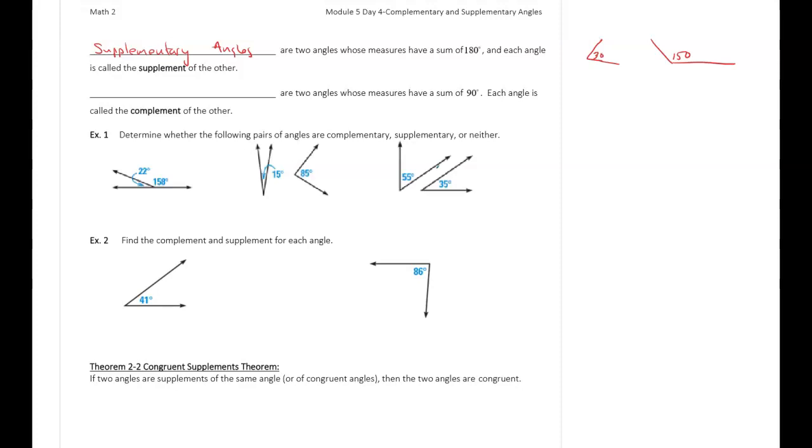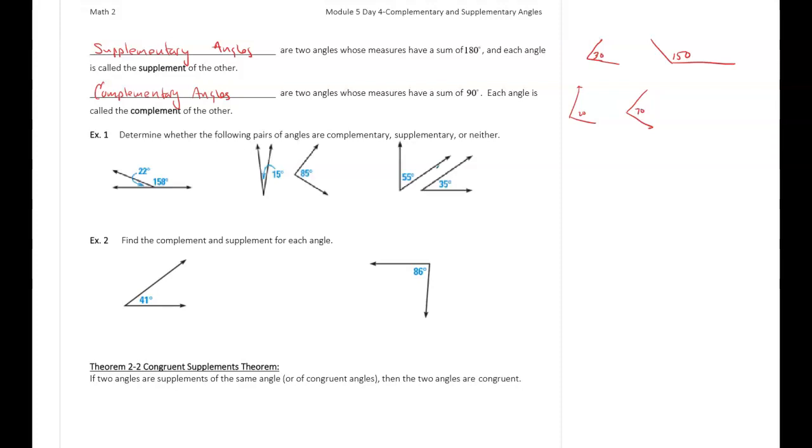The next one is complementary angles. These are two angles whose measures have a sum of 90 degrees. And in this case, each angle is called the complement of each other. So if I have one angle that's 20 degrees, its complement would be 70 degrees.